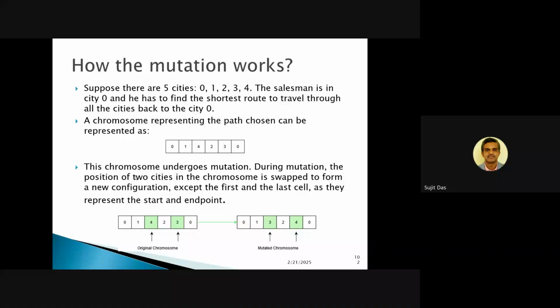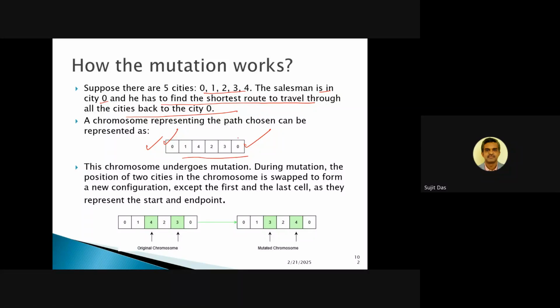Let us assume we have 5 cities, okay? 5 cities: 0, 1, 2, 3, 4. The salesman is in city 0. He has to find the closest route, the shortest route, to travel through all the cities and come back to city 0. So what might be the chromosome? So will this one be the chromosome or not? Starting city and closing city are the same, traversing all the cities.